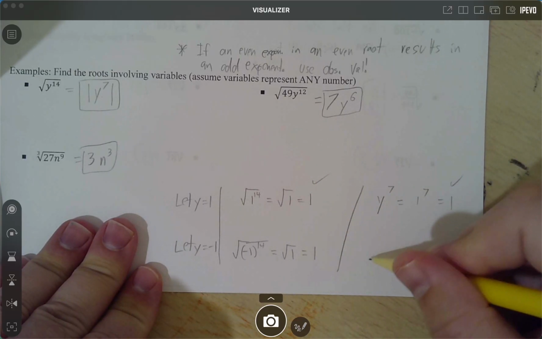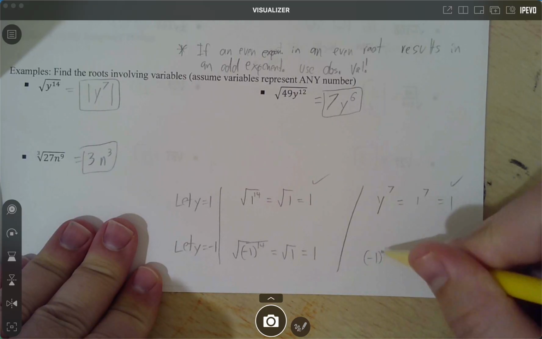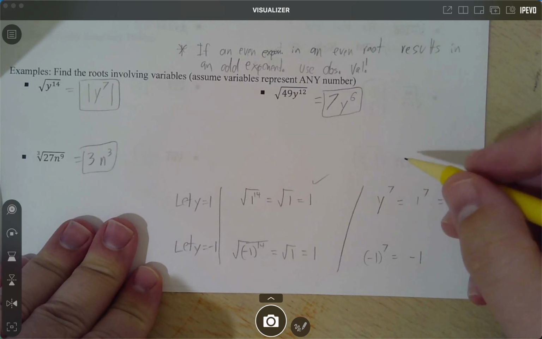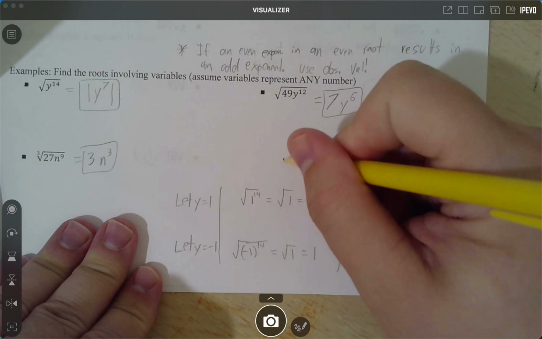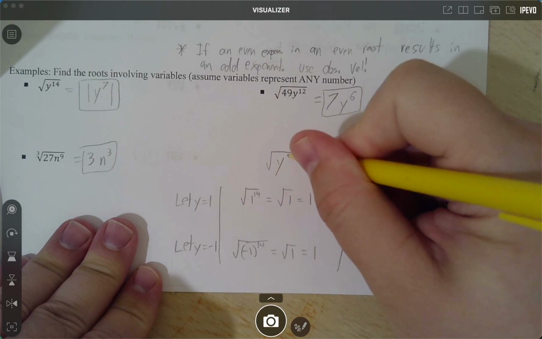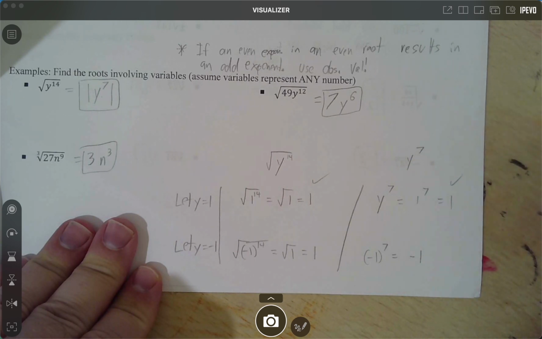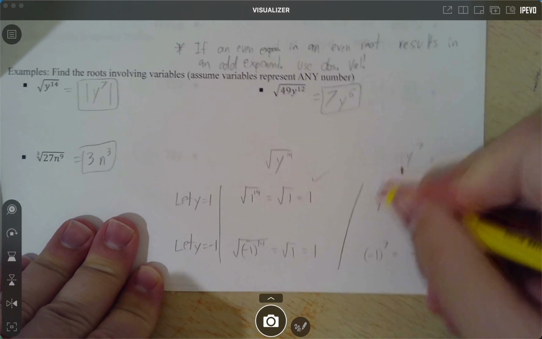But if I had -1 to the 7th, and you can take your calculator out, then that would be, let me do this. I realized I wrote this wrong. That's y to the 14th, that's what we're doing there. And then this is just y to the 7th. That's what we're doing afterwards. So I actually didn't need to write that there.